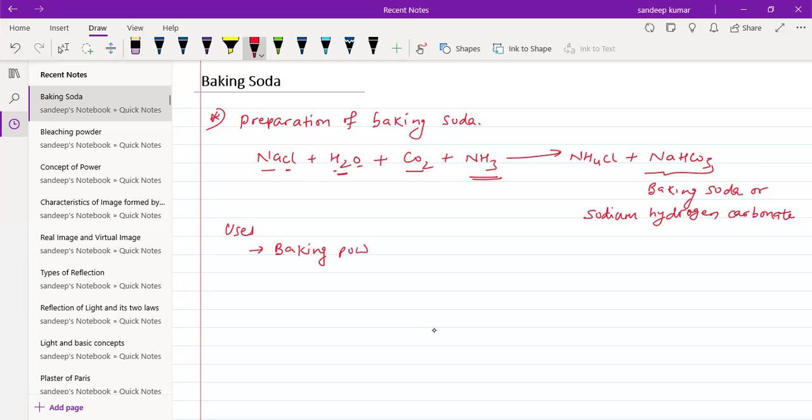Yes or no? What is baking powder? Baking powder is a mixture of baking soda plus mild edible acid, such as tartaric acid. Formula you can write NaHCO3 plus H+. You can write H+ from any mild edible acid like tartaric acid. Also, it is used in soda acid fire extinguisher.